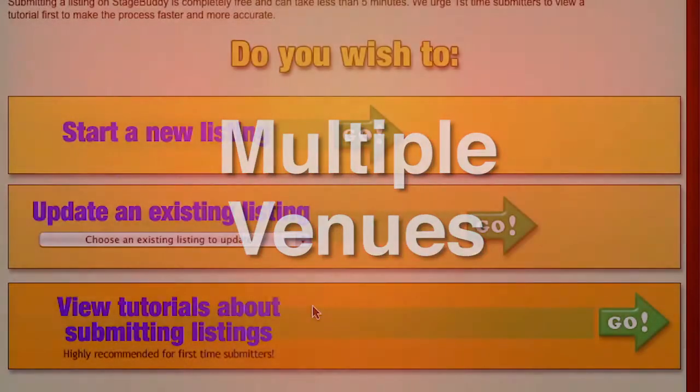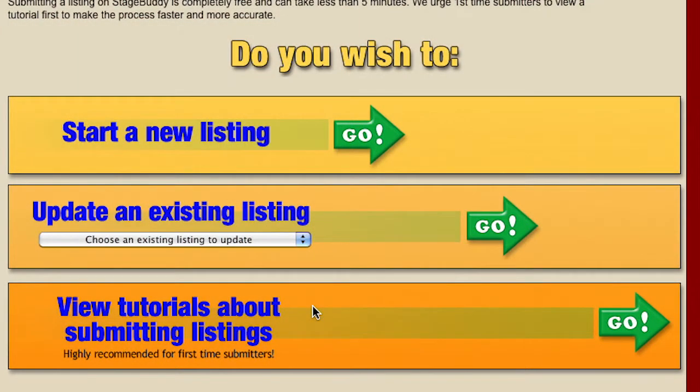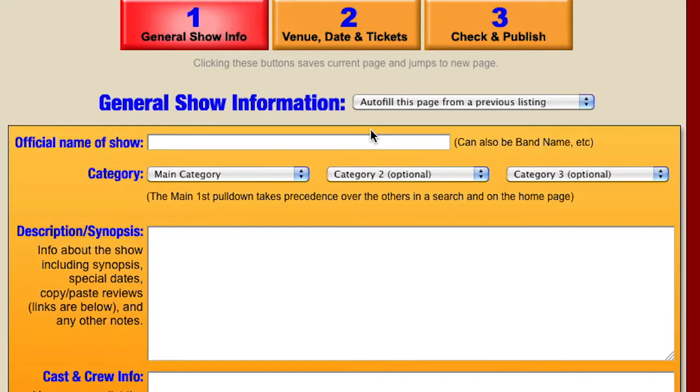What if you're a comedian or a band and you play different venues at different times? Well, we do have a way around this. Once again, this is another function that's going to be improved very soon. But what you can do is you can start a new listing. So let's say you already set something up for one night. Let's call up our dog show.